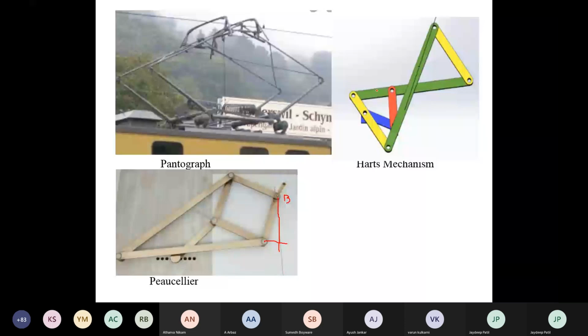Okay. Now here is the Hart mechanism. Now here is the straight line. This Hart mechanism generates a straight line like this. In the Peaucellier mechanism there are 8 links. If you count here, you will get 8 links. In this mechanism, you will get 6 links. Okay, all of you understand? Also, you can make this Hart mechanism as a mini project.